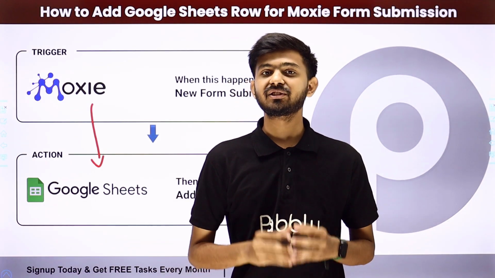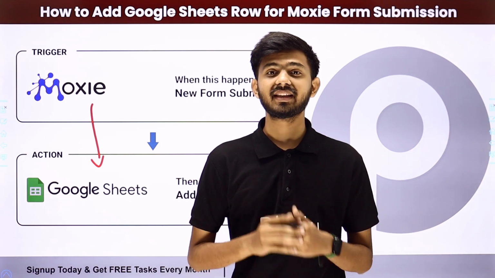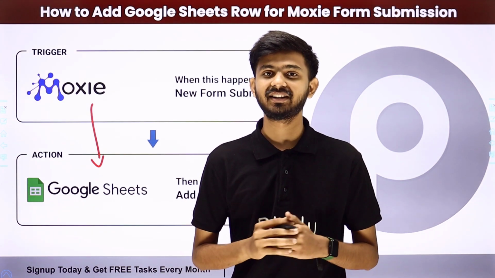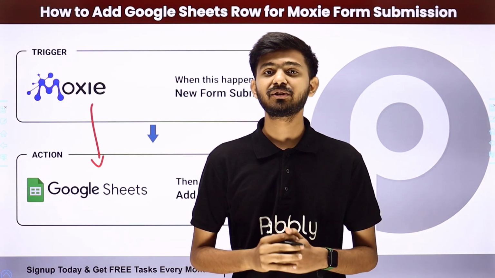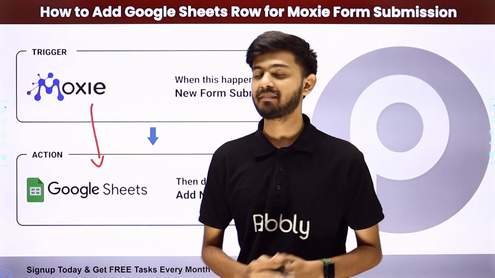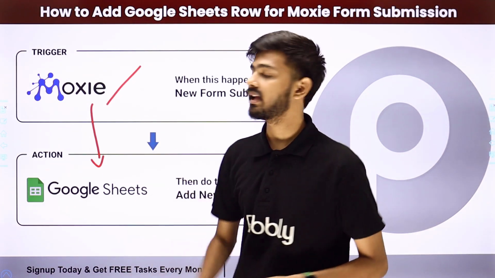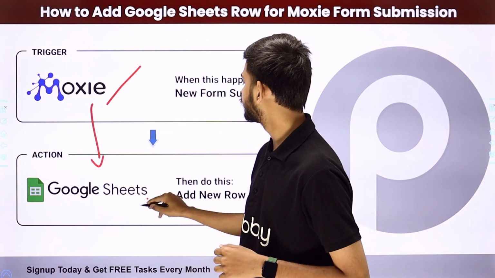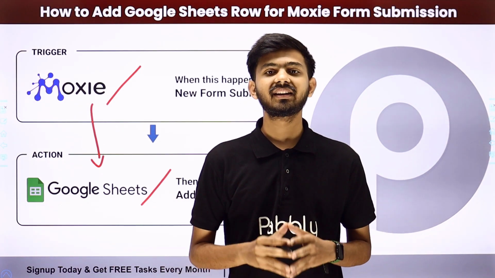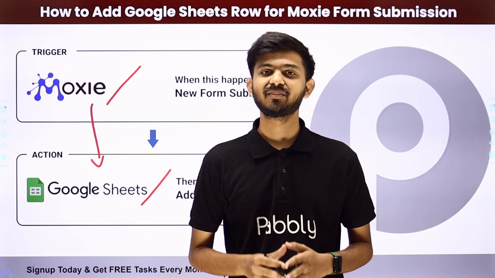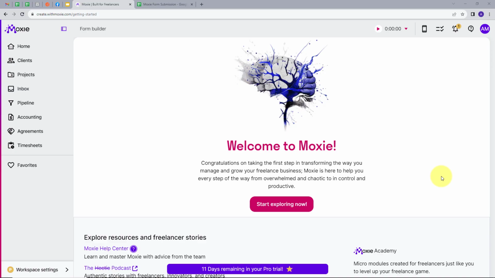For creating this integration, we are going to use Pabbly Connect, which is an amazing software for automation and integration. In Pabbly Connect, we are going to use a trigger and an action. In the trigger application, I'm going to use Moxie. In the action application, I'm going to use Google Sheets. So how am I going to create this integration? For that, let me take you to my computer screen. I hope you can all see my computer screen.